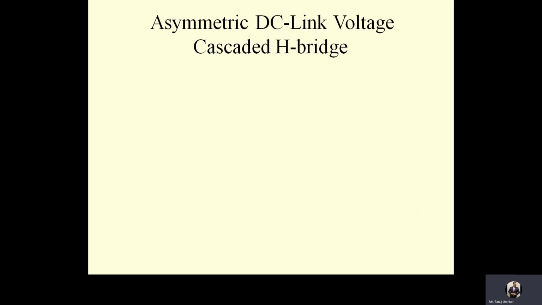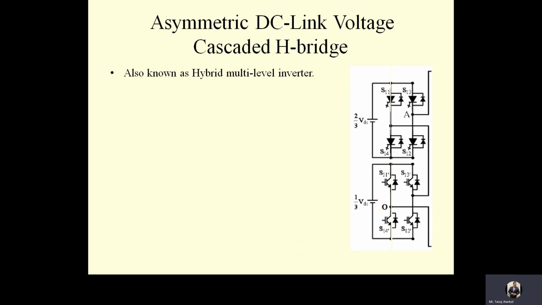Now let's take one more topology, which is the asymmetric DC link voltage cascaded H bridge multi-level inverter topology. The multi-level configuration of higher level requires a large number of components such as clamping diodes, clamping capacitors, and isolated power supplies. In the asymmetric cascaded multi-level configuration, the individual cells can have different ratios of voltage to get a higher number of levels in the output voltages.